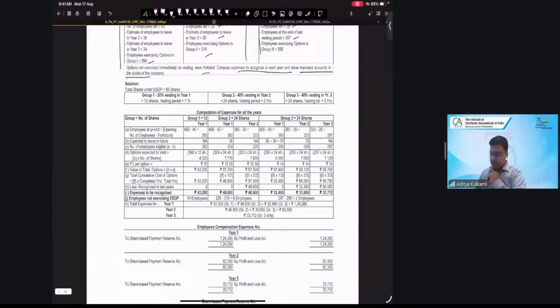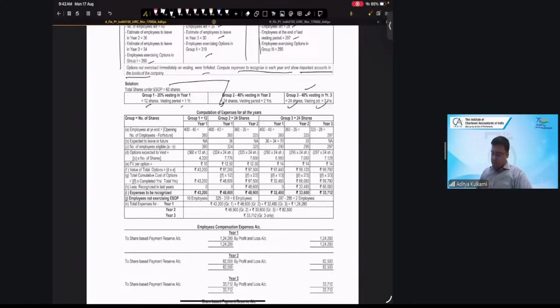Total shares under ESOP 60. Group 1, 20% vesting, so 12 shares, vesting period 1 year. Out of this 60, 40%, so 24 shares, vesting period 2 years. Last 40%, another 24 shares with a vesting period of 3 years. So now computation of expenses for all the years. I have year 1, group 1, group 2, year 1 and 2, group 3, year 1, 2 and 3. So it will be a multiple columnar presentation.